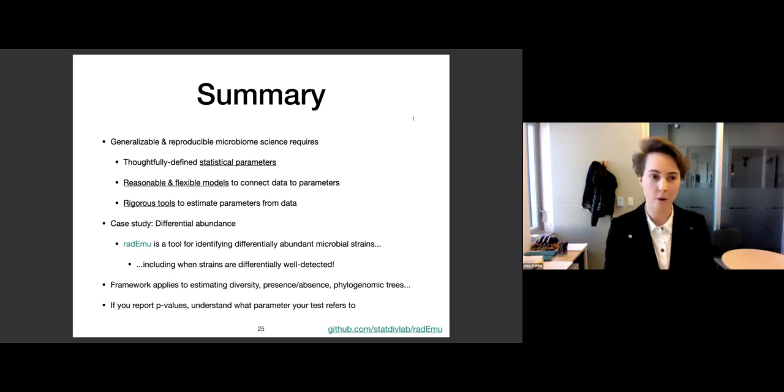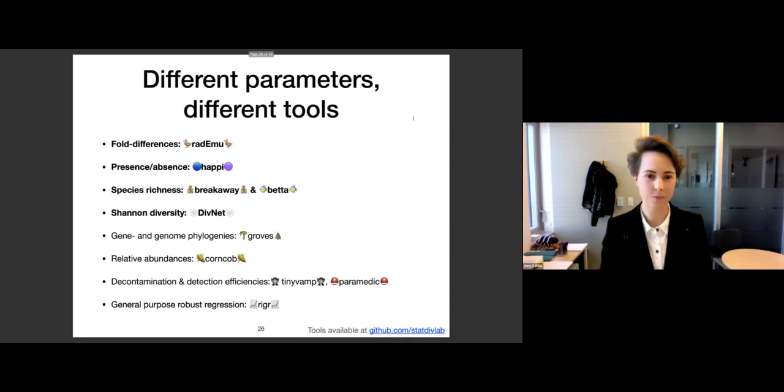My final request for you is really an invitation, actually. And my invitation is that in any situation where you are reporting p-values, I want you to understand what parameter that p-value is making a statement about, because hypothesis tests are statements about parameters. And I feel that people throw p-values around a lot, even when they're not very clear on what the parameter that's being tested is. So that's my invitation to you going forward.